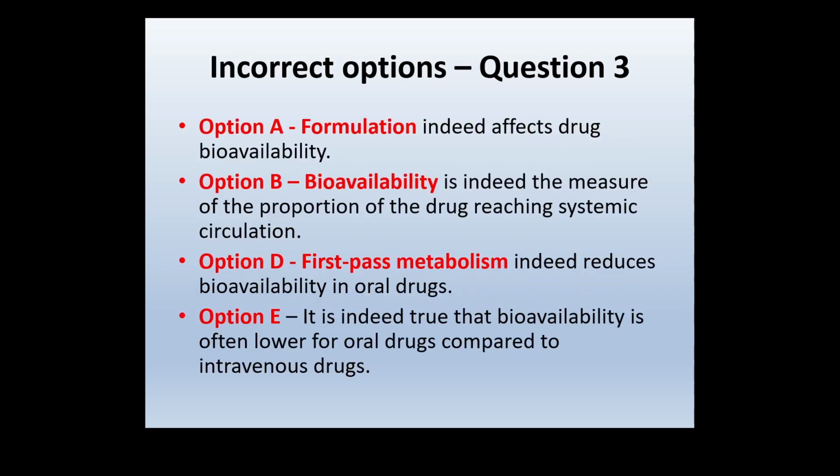The other options are accurate descriptions of bioavailability. Option A is correct because the formulation of a drug, such as whether it's in a tablet or liquid form, can impact how well it's absorbed. Option B is also true, as bioavailability measures the fraction of the drug that actually reaches systemic circulation. Option D is correct because first-pass metabolism, which primarily occurs in the liver, can reduce the bioavailability of oral drugs by metabolizing a portion before it reaches the bloodstream. Finally, option E is accurate. Oral drugs generally have lower bioavailability compared to intravenous drugs because they undergo first-pass metabolism and face absorption barriers.